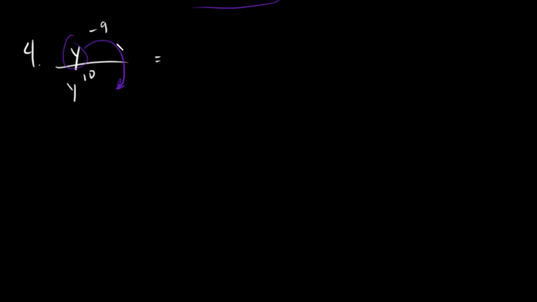When you move this down to the denominator, you don't have anything up here except for a 1. And down here, you're going to get y to the 10th, because that stays, and then y to the positive 9 power. And now these can combine by adding exponents, and you get 1 over y to the 19th power. Congratulations.